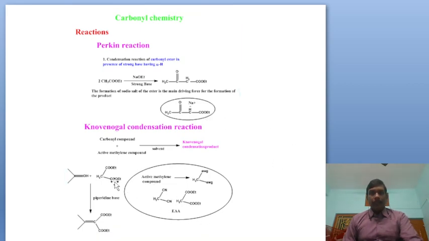And in Knoevenagel reaction, active methylene compounds are also used. Carbonyl compounds along with active methylene compounds in presence of solvent will give the Knoevenagel product. These active methylene compounds are like this: malonic ester. Malonic ester is an active methylene compound which will react with the carbonyl compound in presence of piperidine base, and will give the Knoevenagel condensation reaction.